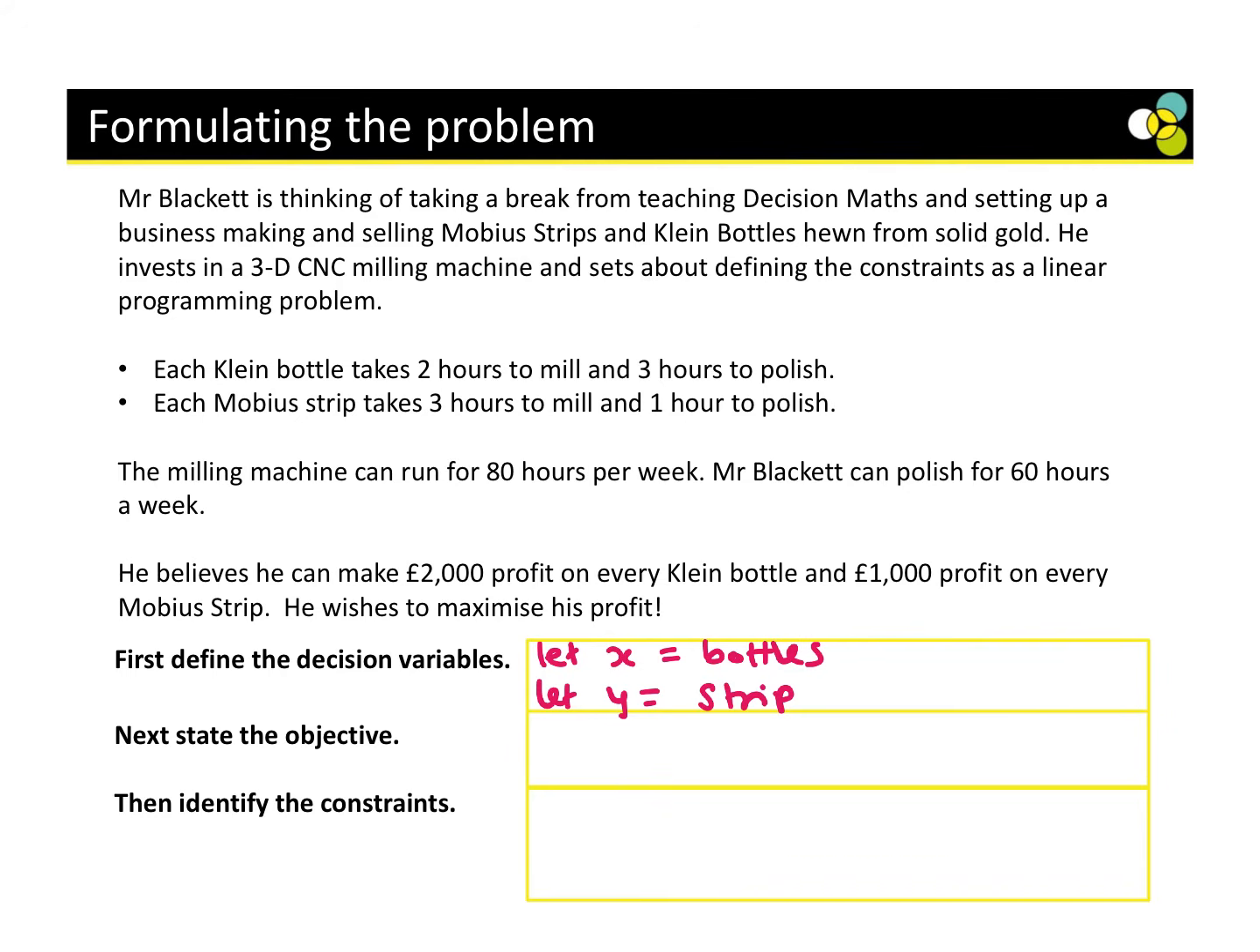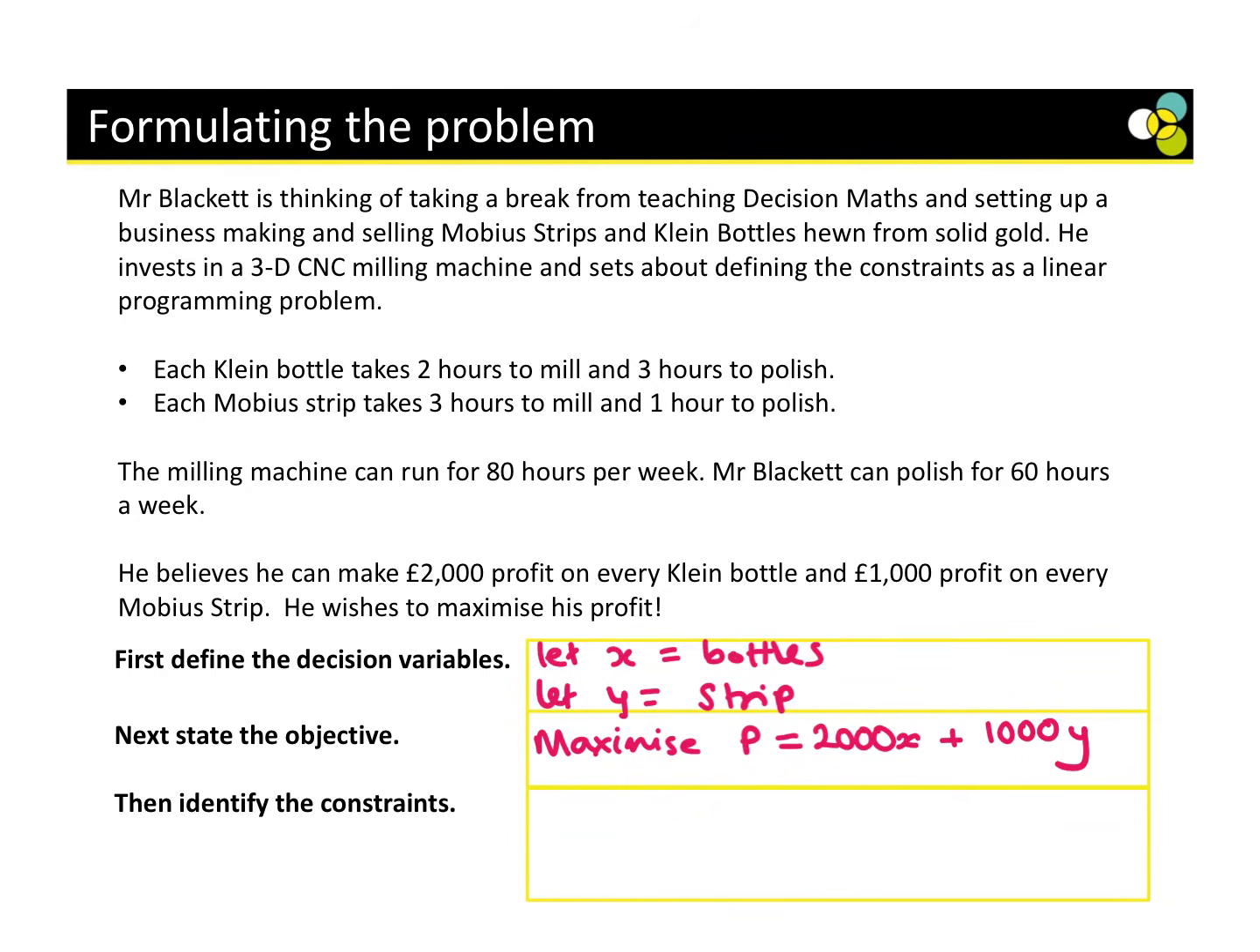It then says maximize. This is the objective. We need to state the objective. Because we're trying to maximize profit, we will write maximize P equals 2,000X plus 1,000Y, because our profit is 2,000 for every bottle, and bottle is X. Let's say I make 10 bottles and 3 strips, well, I'm going to have 10 times 2,000 plus 3 times 1,000. Everyone happy how this equation has come to be?